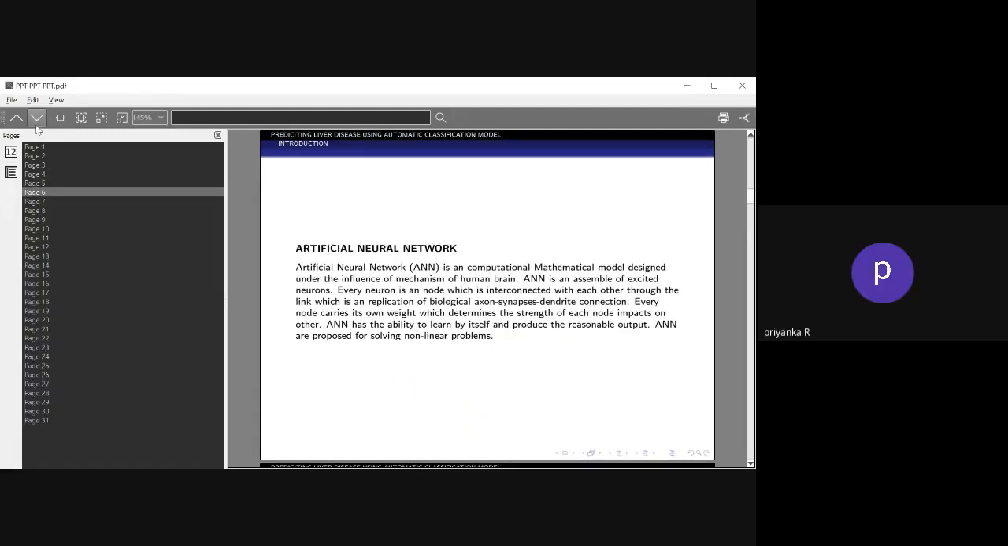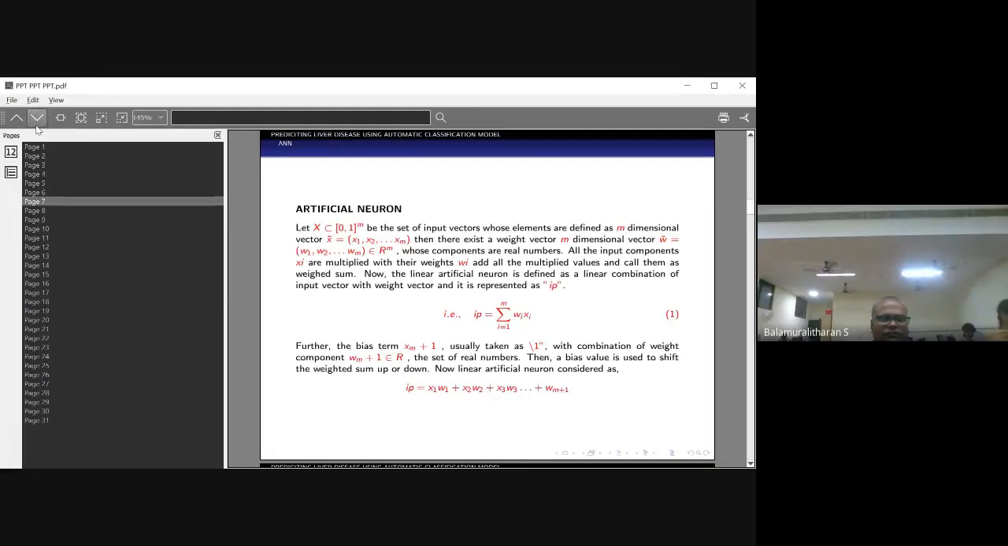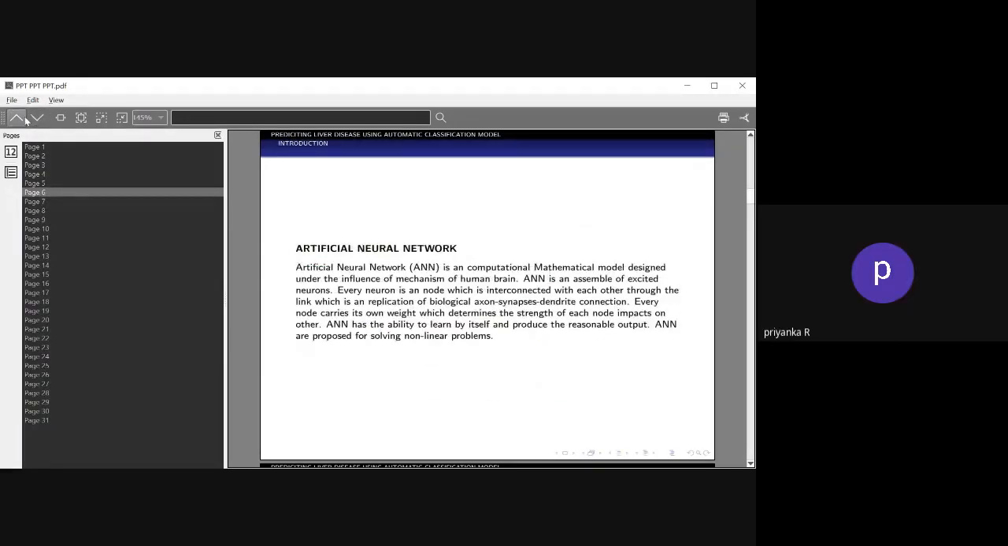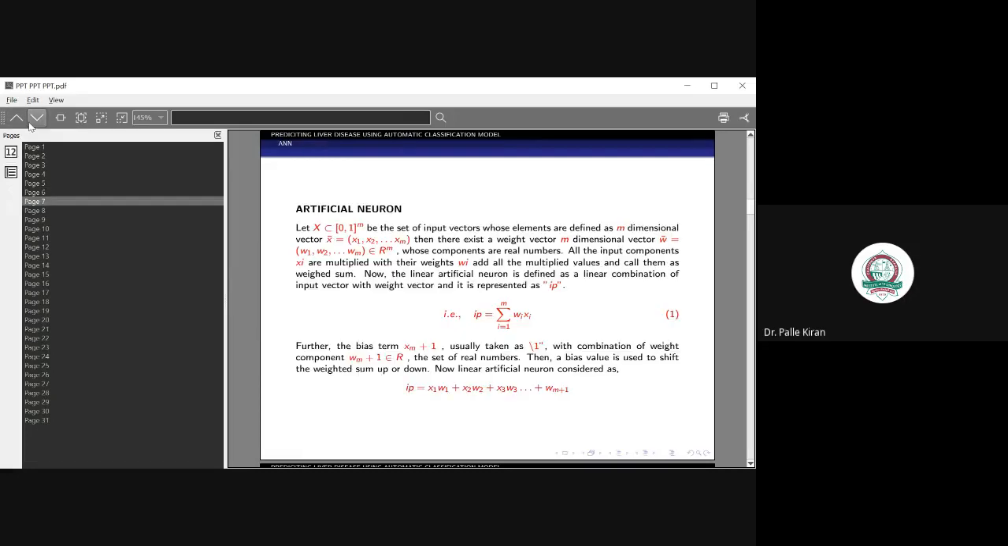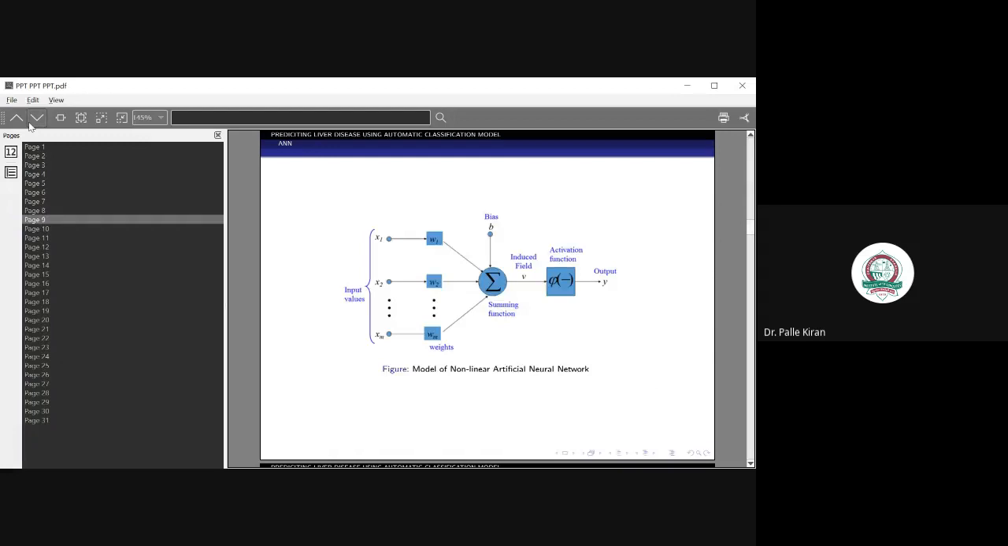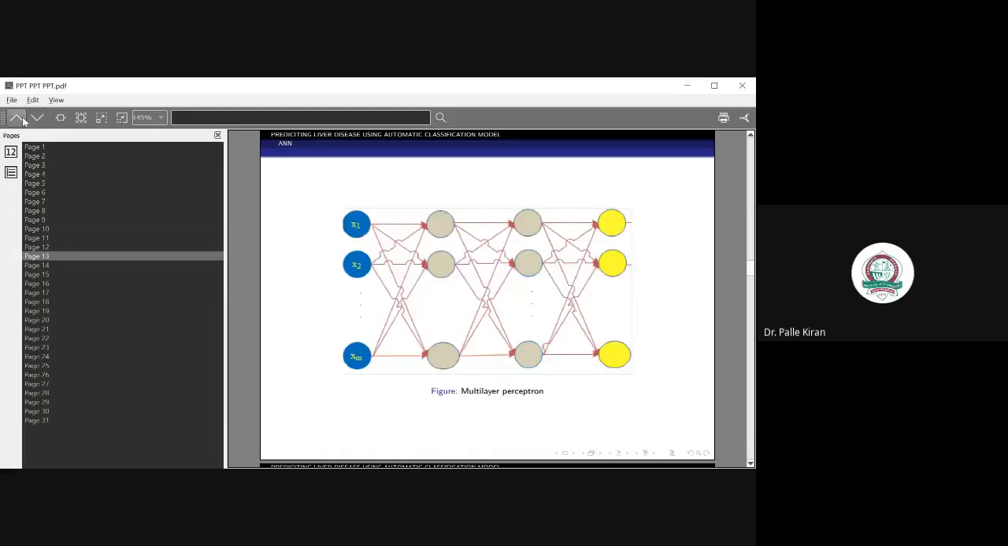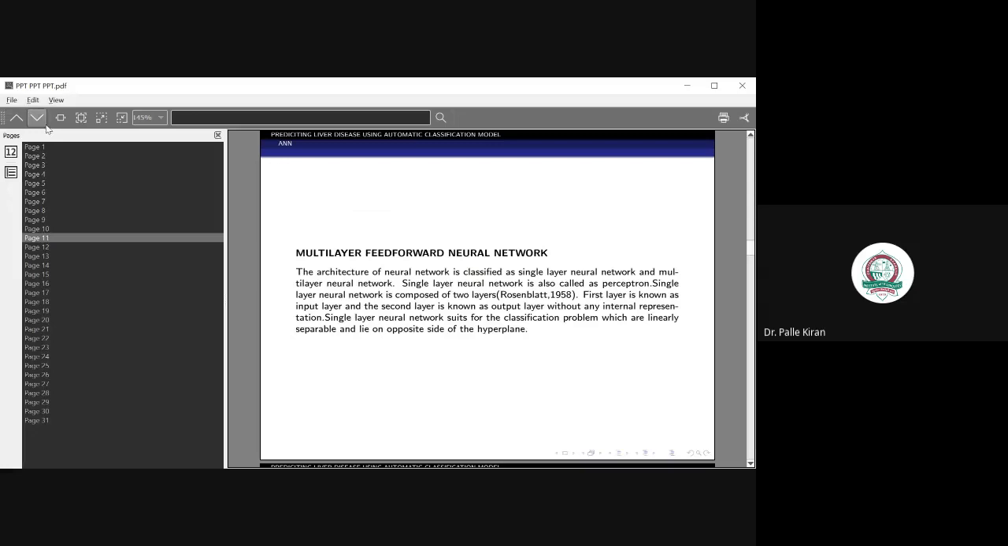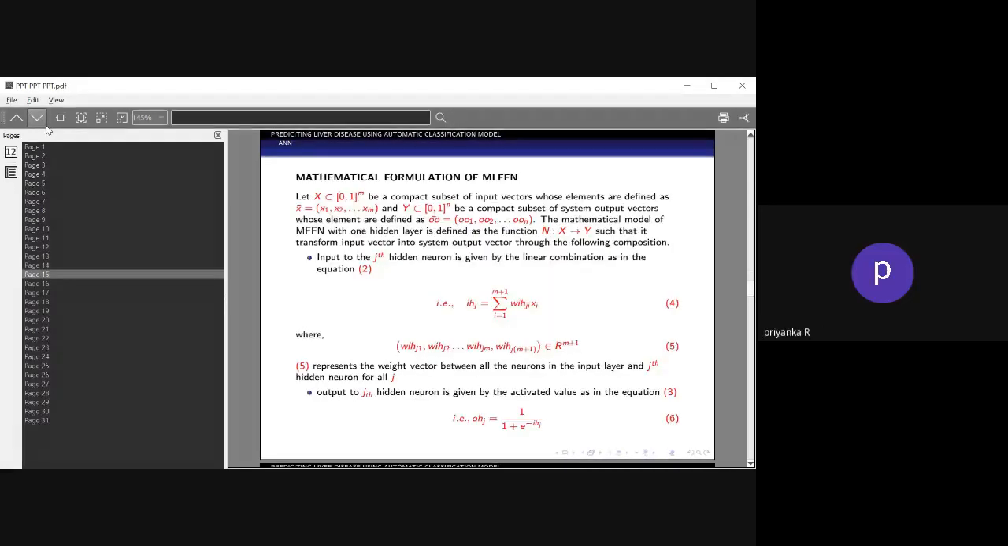So, neural network definitions. A neural network is created under the influence of the human brain. It has the ability to learn by itself and produce a reasonable output. The main aim of proposing ANN is for solving non-linear problems. This is the typical non-linear artificial neural network. Mathematical formulation of multi-layer feed-forward neural network.